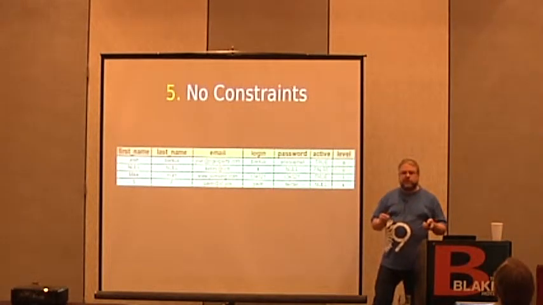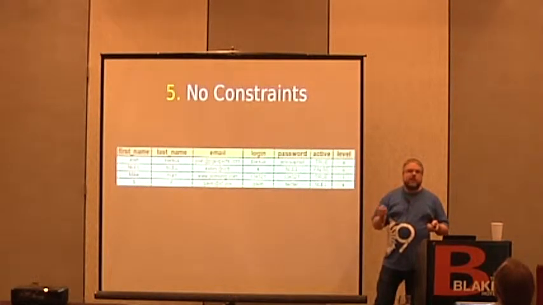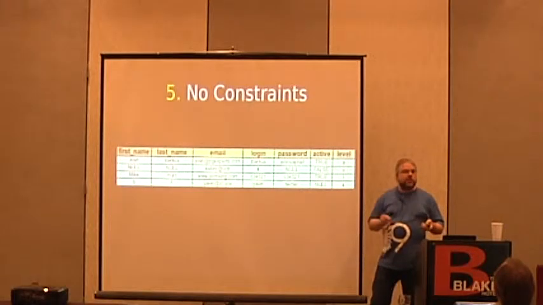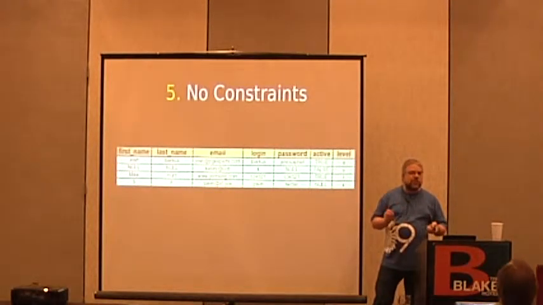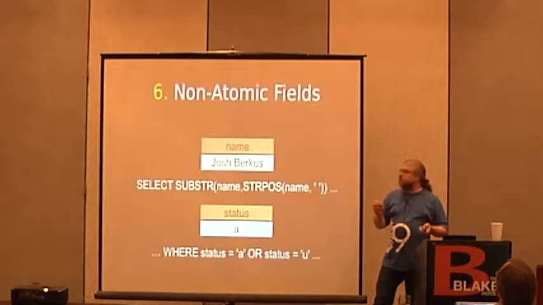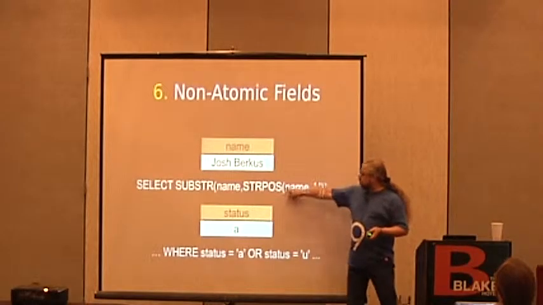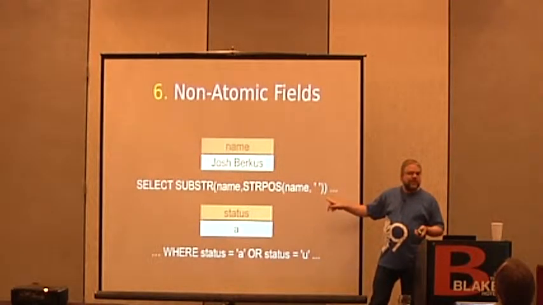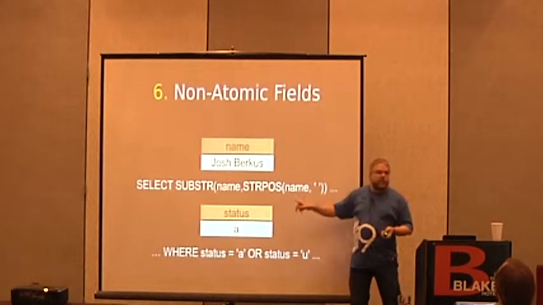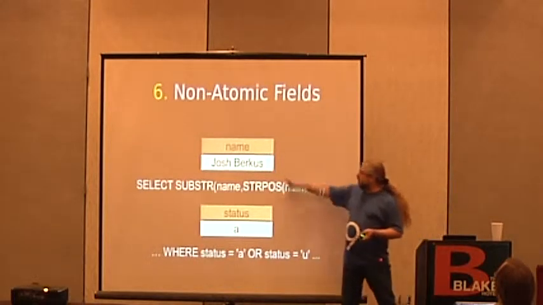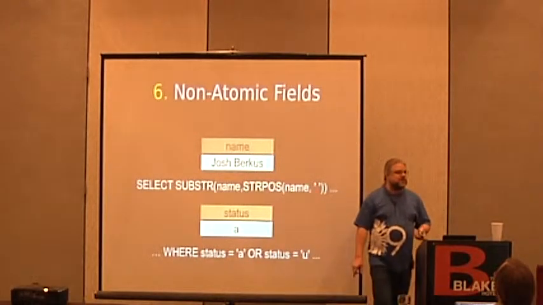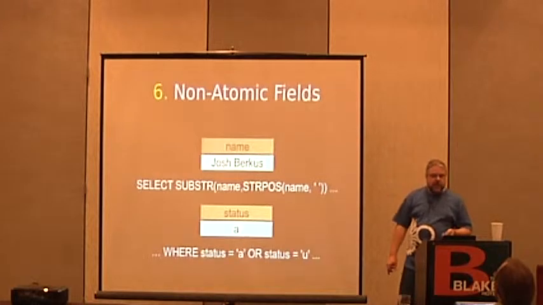So now, no constraints is relatively easy. What's a lot more fun, because people often think things are okay until they learn they're not okay, is to use more subtle techniques like non-atomic fields. This is always fun. For example, a name field that has somebody's complete name, so you have to actually parse it every time you want to read a portion out of it, like alphabetizing a list of people where the name is in one field. That's always a lot of fun.